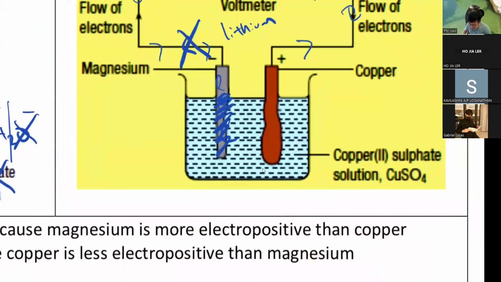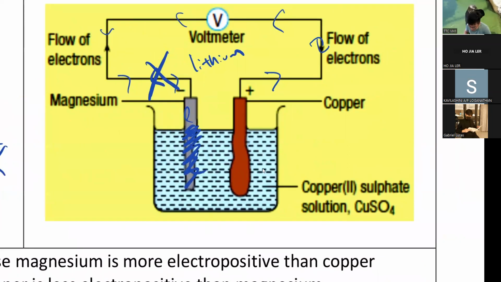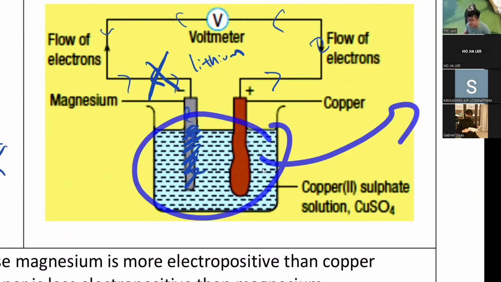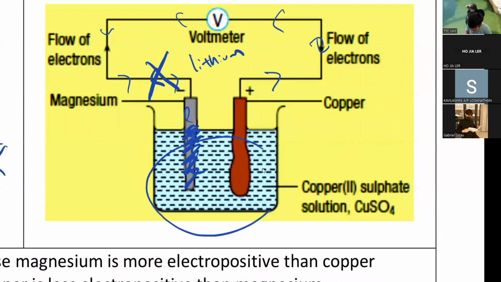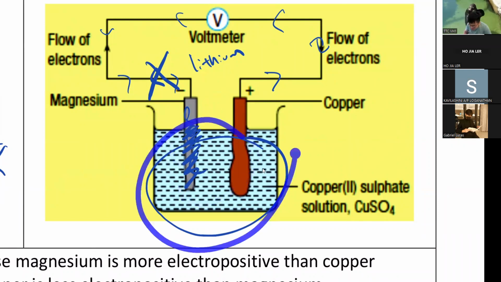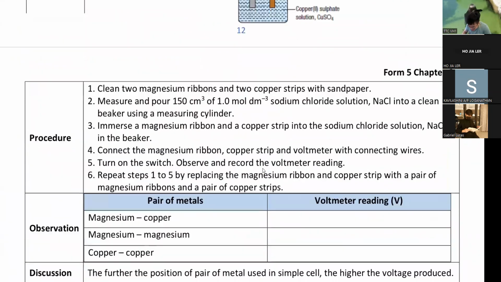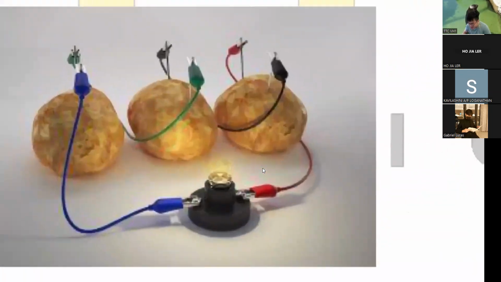Okay, so guys, let me ask you, if I take this cup of water away, and I put a lemon here, will this thing work? Yes, because lemon is an electrolyte. If I put a potato here, will it work? Yes, as well, because potato is also an electrolyte. There, ta-da!